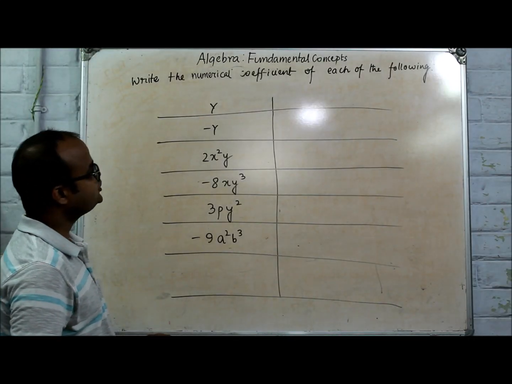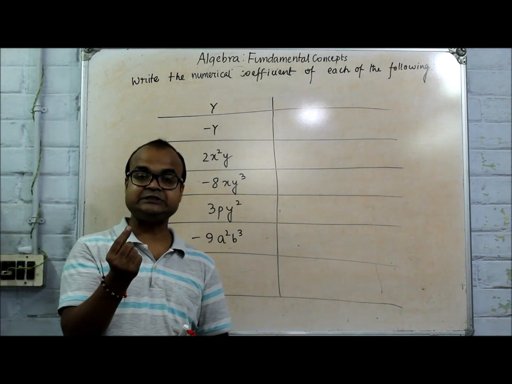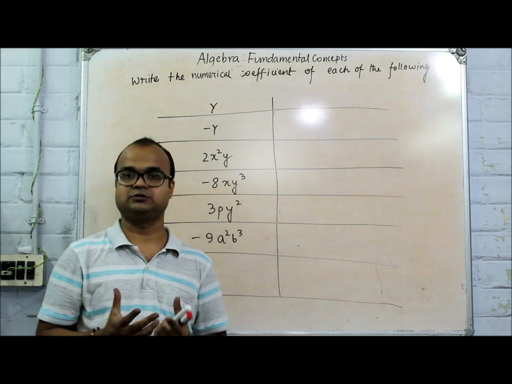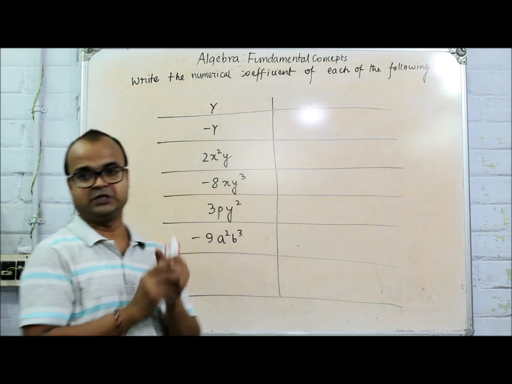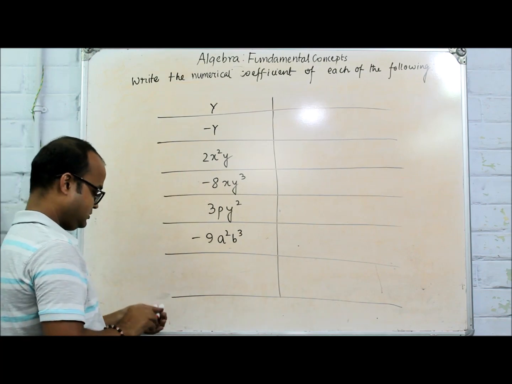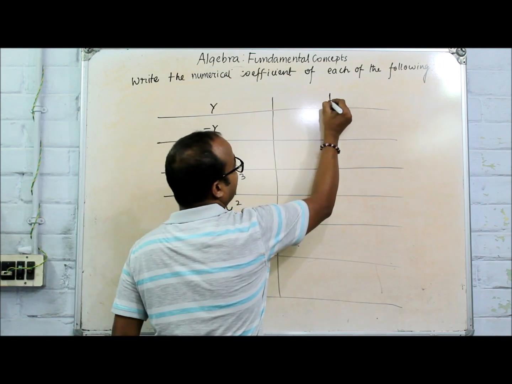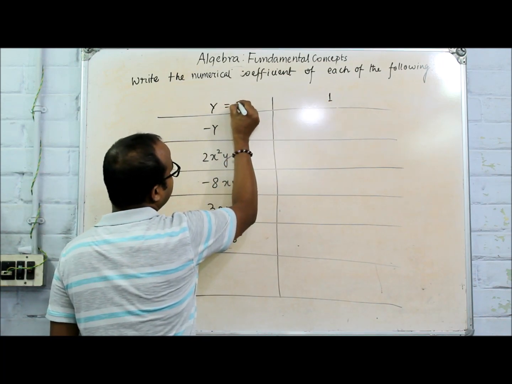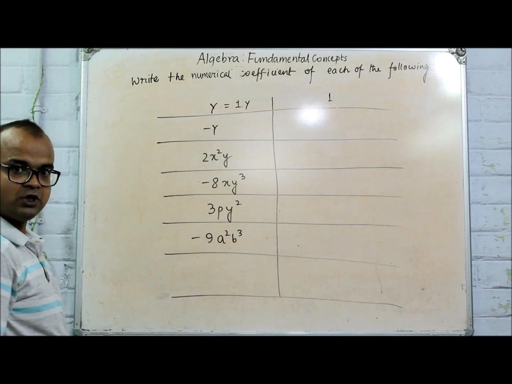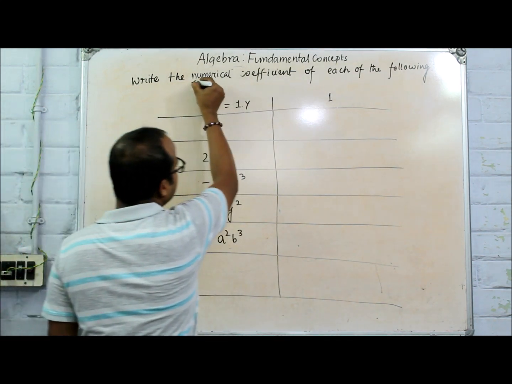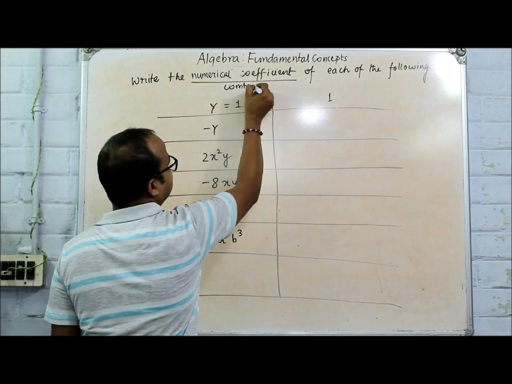Let us discuss the numerical coefficient. What is the numerical coefficient? That is the constant associated with a term, the constant associated with a monomial. Y: the numerical coefficient is 1, because y can be written as 1 into y. So here the constant is 1. The numerical coefficient we may also call a constant.